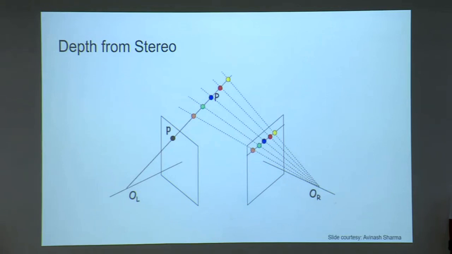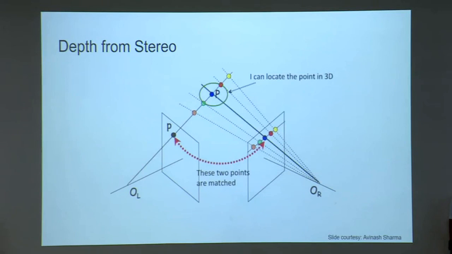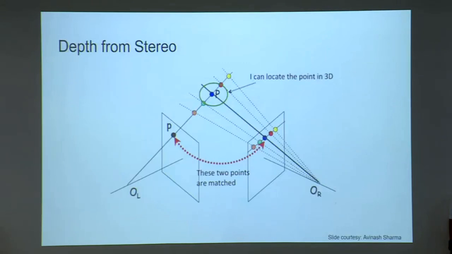This is what traditional vision is. Once you find this matching, then you can do this. You have already seen this. People have also used deep learning for this, but traditionally this is what has been done. For stereo, first solve the point correspondence and then do triangulation.